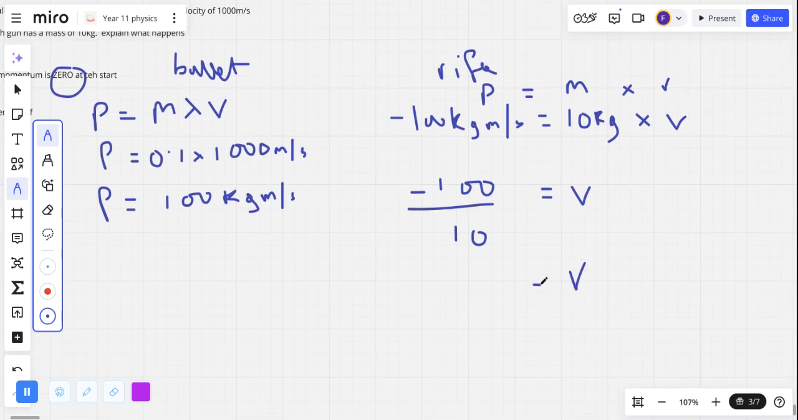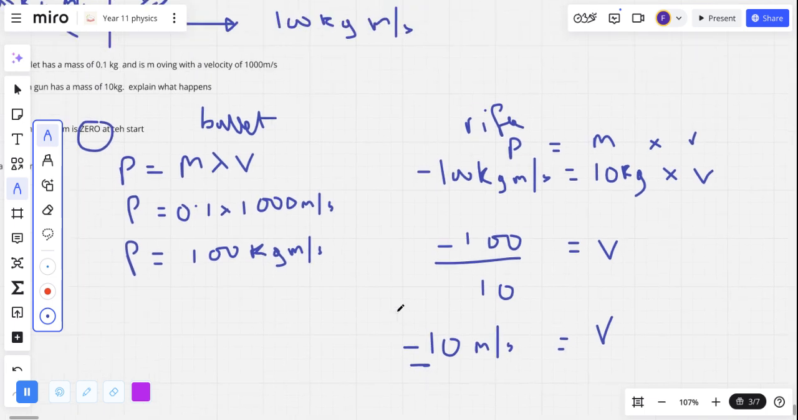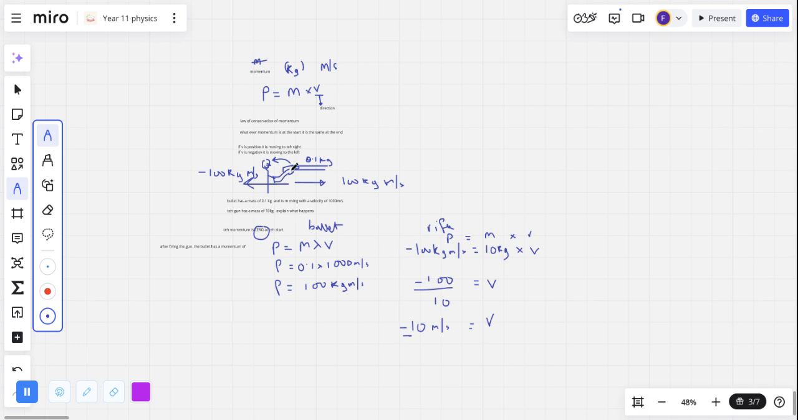So the velocity is minus 10 meters per second. The minus tells me it's moving to my left. So the gun moves to the left at a velocity of 10 meters per second, smacks the dude in the nose and breaks his nose. Does that make sense? That's a lot of information I've thrown at you.